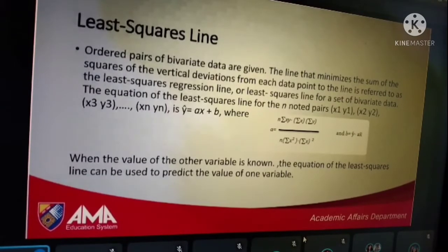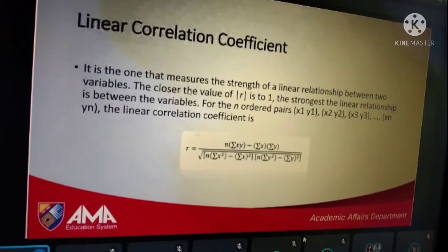When the value of the other variable is known, the equation of the least squares line can be used to predict the value of one variable. And this is the formula that we are going to use for us to predict and to know whether the value of the other variable is present.